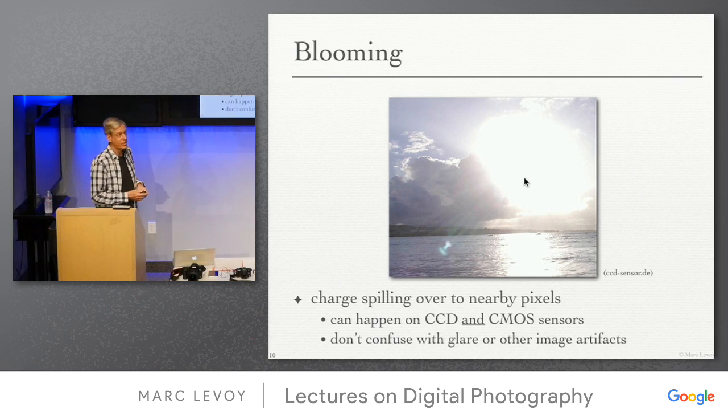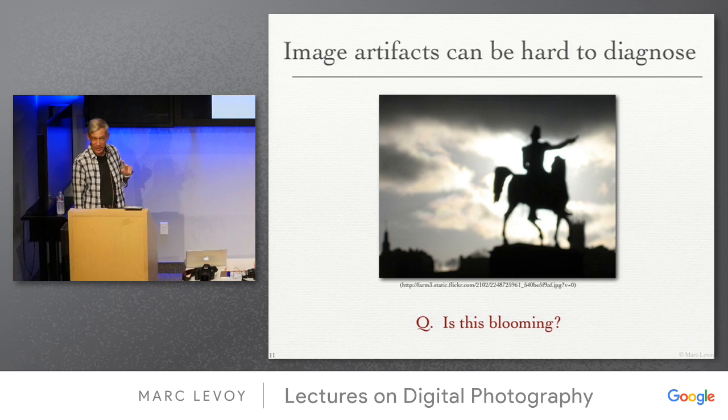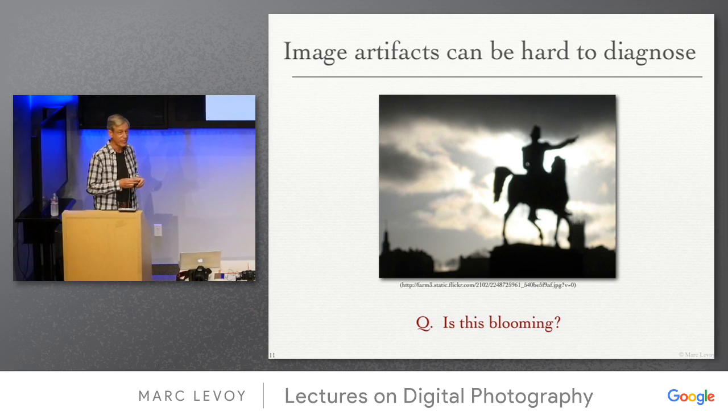Sometimes it's hard to distinguish different artifacts. So for example, if I show you this one, is this blooming? And there's the sun, and it looks like it's kind of spilling around.